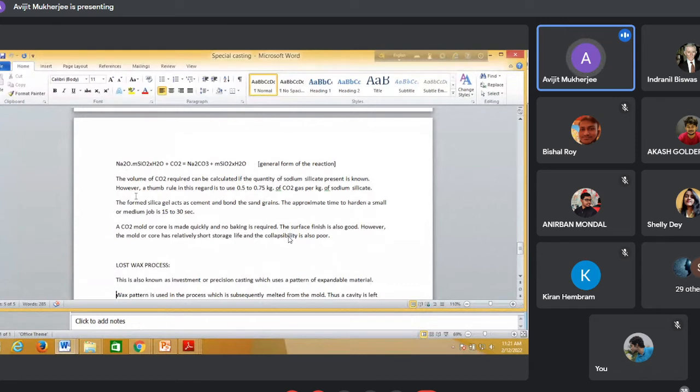So, Na2O·mSiO2 with H2O. This is the water glass, liquid-based sodium silicate, and this is reacting with carbon dioxide, CO2.